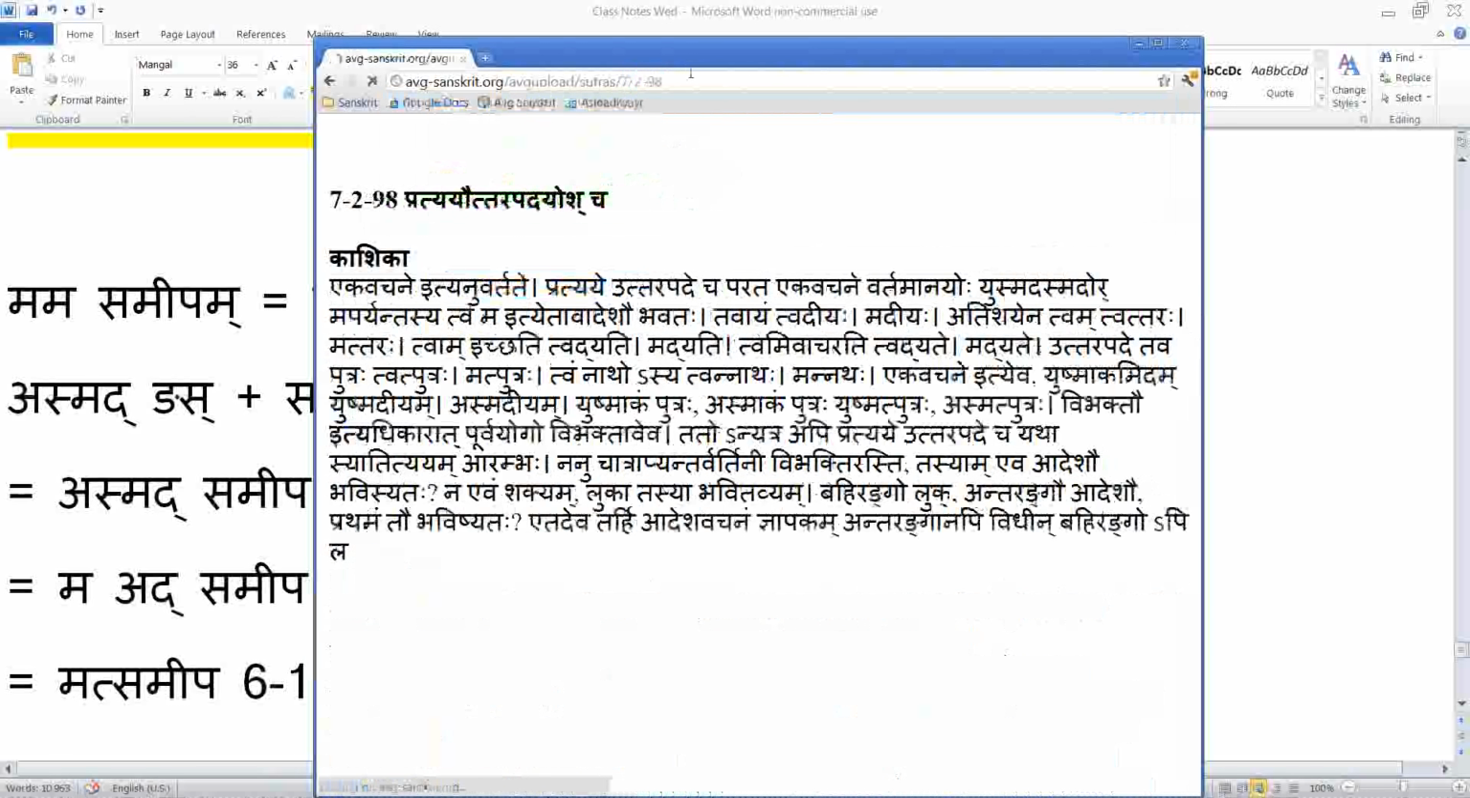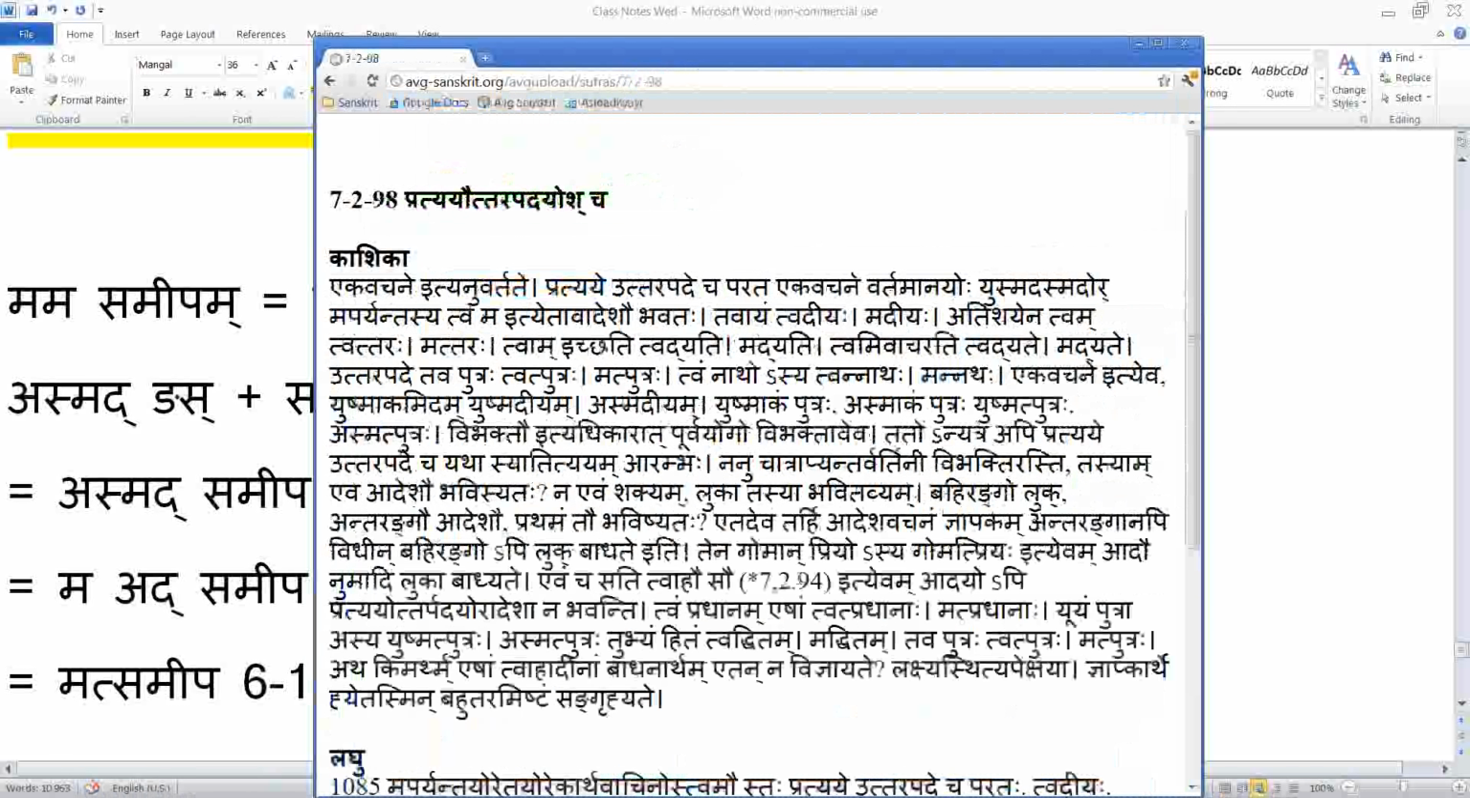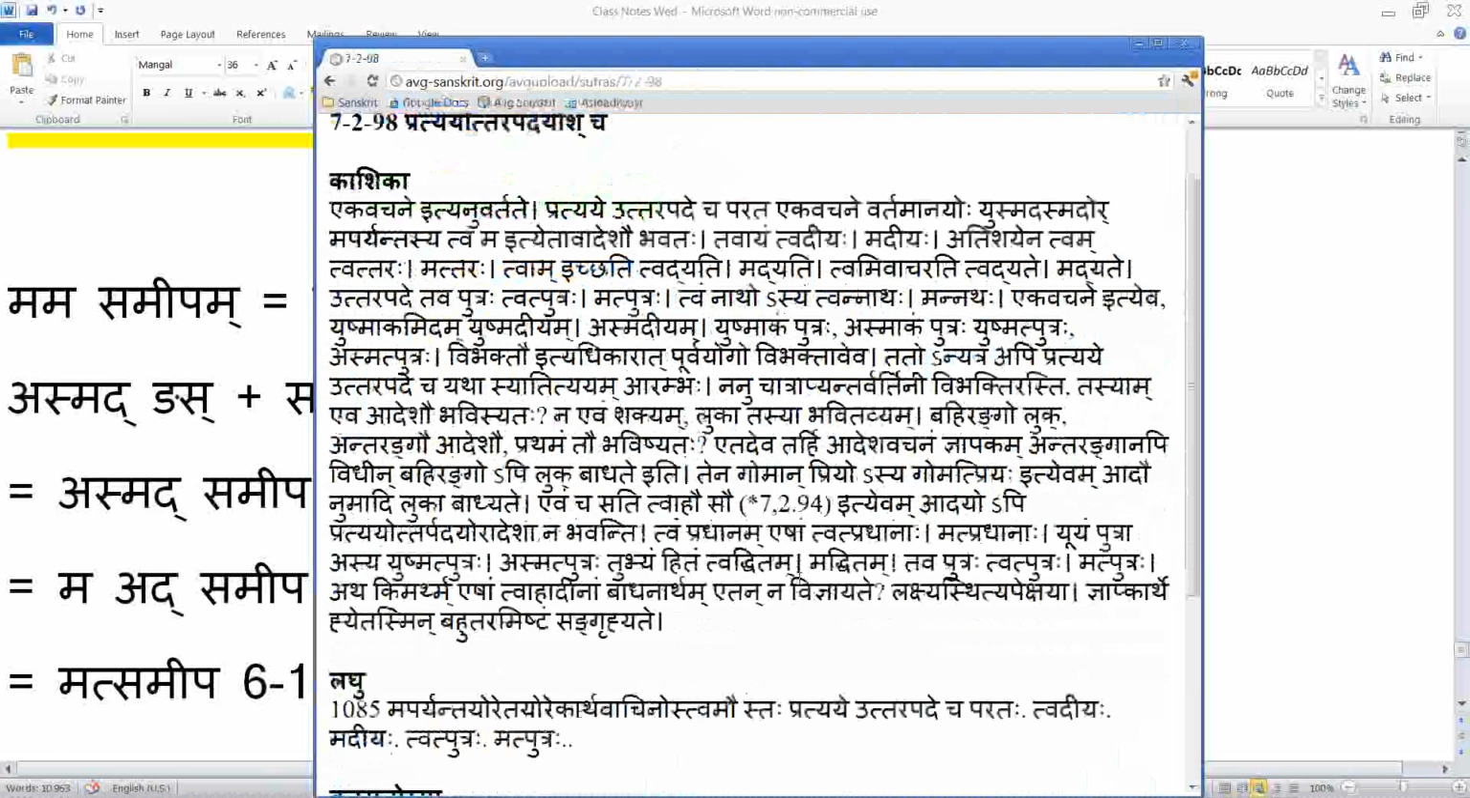So it says maparyantayor etayoho ekartha vachinoho, tva mau astaha. So yushmad then asmat. Maparyantasya, up to the makara. So yushma and asma of that part, tasya anshasya tva mau adeshau staha. So they'll get the adesha of tva or ma. Anekashi sarvasya, the whole thing will be gone.